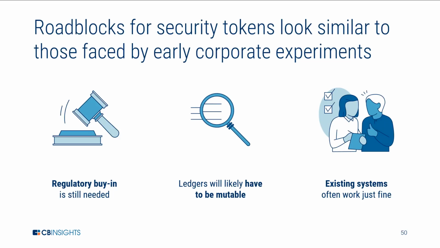Given all this, though, it's wise to remember that some of the first experiments financial services organizations did with blockchain was around tokenizing financial assets. This new set of security token companies could face some of the same challenges that corporate players have faced. For one, regulatory buy-in is still needed. Just because a blockchain says you own a house, does it mean that you own the house? What would a court of law rule?